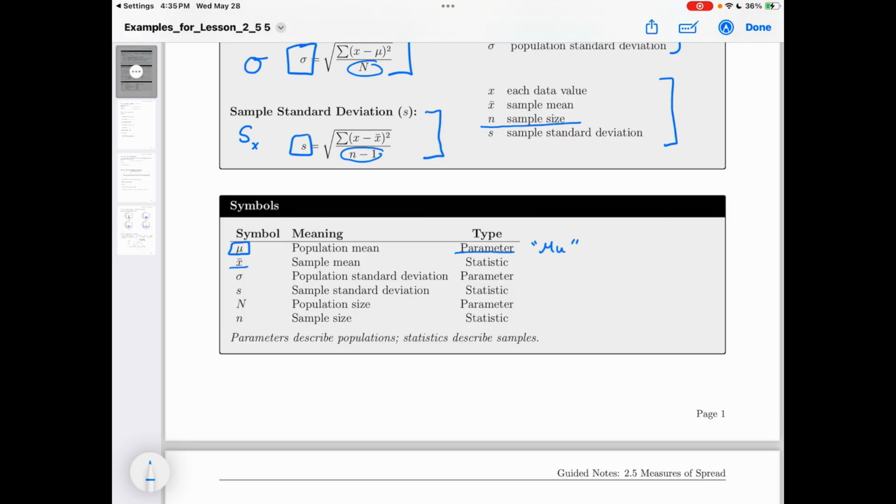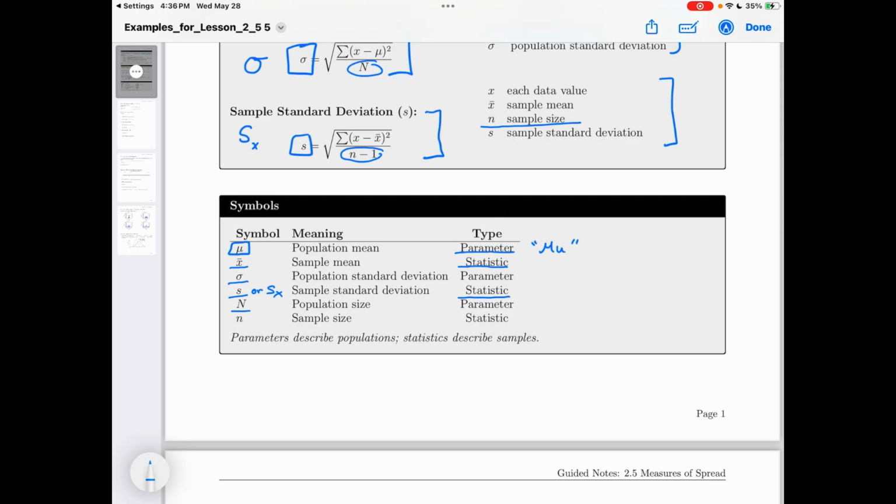When we're talking about a mean that's coming from the sample, we use the X bar symbol. Because that mean is coming from a sample, that's considered a statistic. Now, when we're talking about the population standard deviation, this is what we just talked about. That symbol is lowercase sigma. And when we're talking about the sample standard deviation, that's S, or you might see it as SX. But that would be a statistic because it's calculated based on the sample.